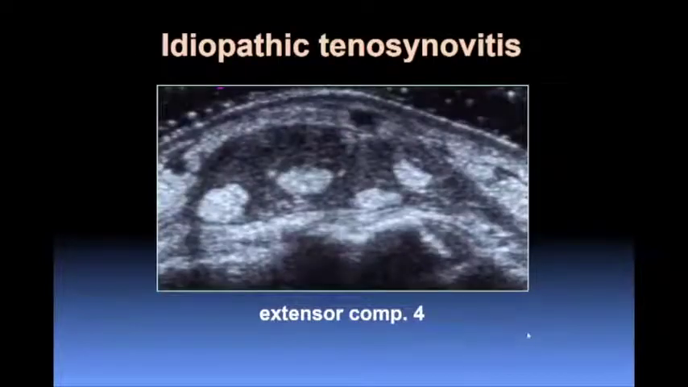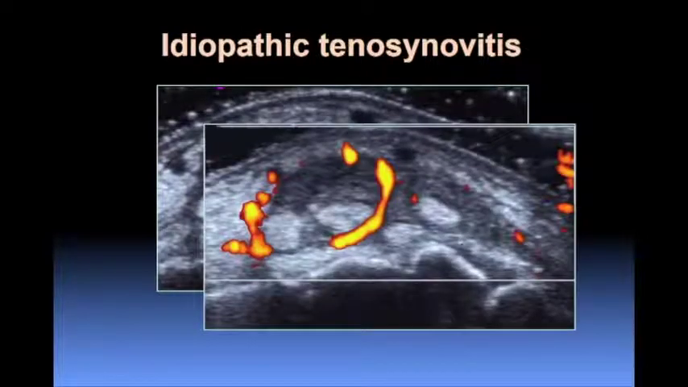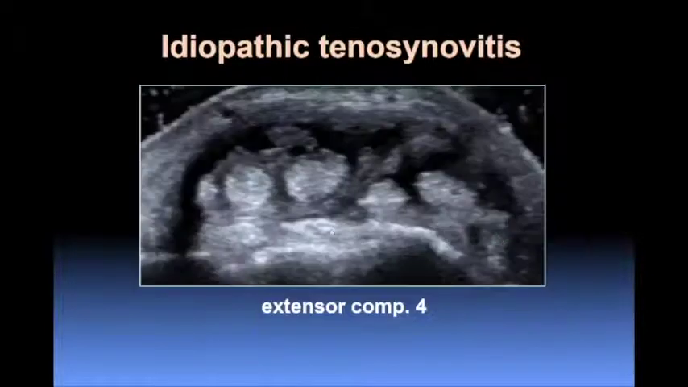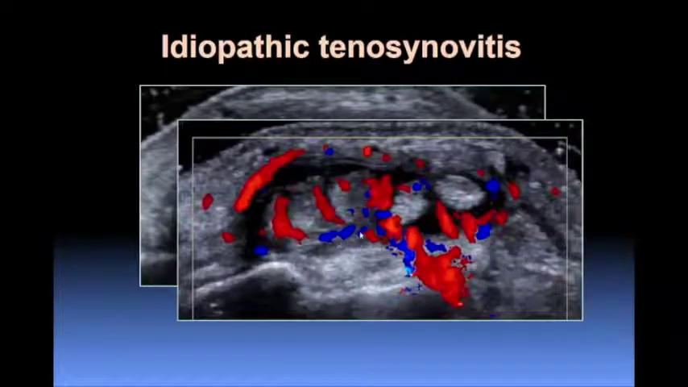This is an example of idiopathic tenosynovitis. For whatever reasons, I seem to see it a lot in extensor compartment 4, which is the compartment for your digital extensors. And you can see this is very thick. And when we turn on color Doppler flow, we can see there's definitely increased color Doppler flow within this hypertrophied synovium. Here's another patient where you have a bit of an effusion, and then you have this nodular synovial hypertrophy. And again, when you turn on color Doppler, lots of increased flow.